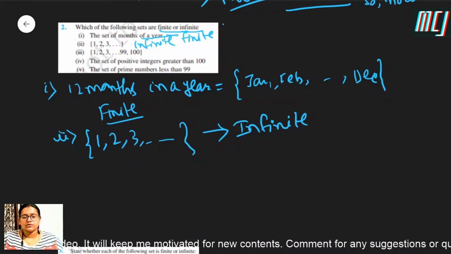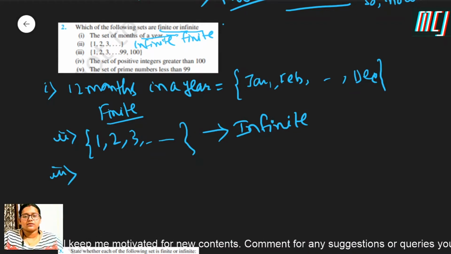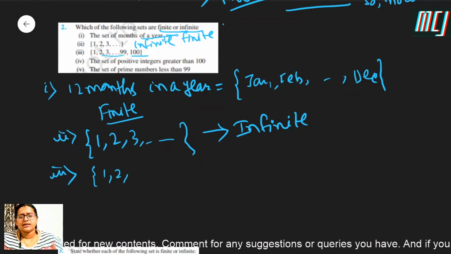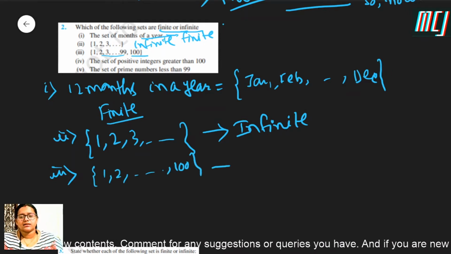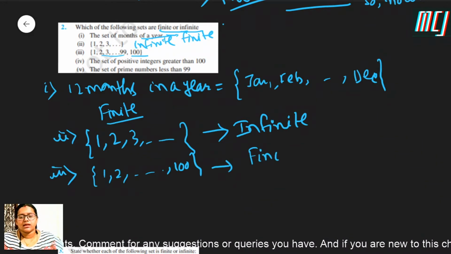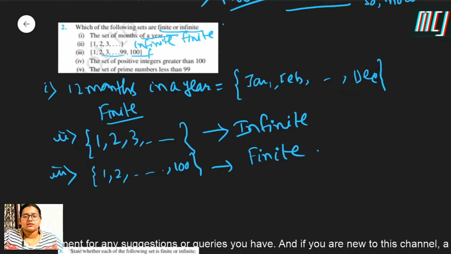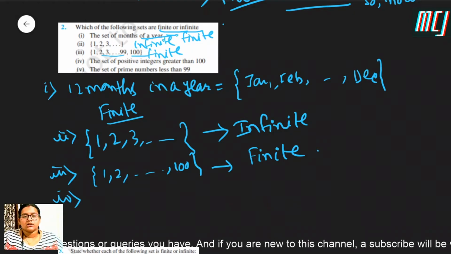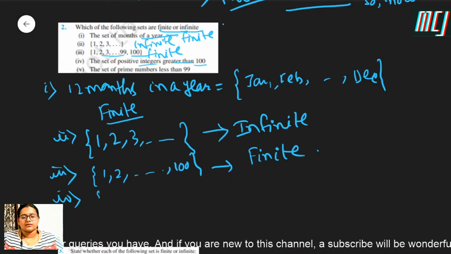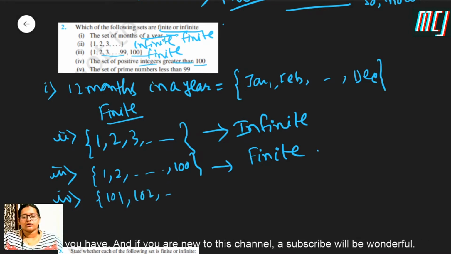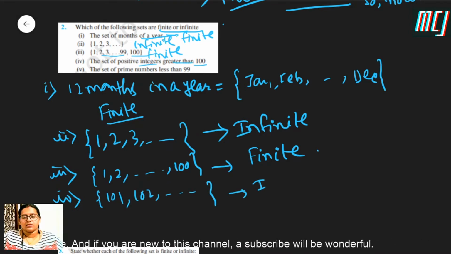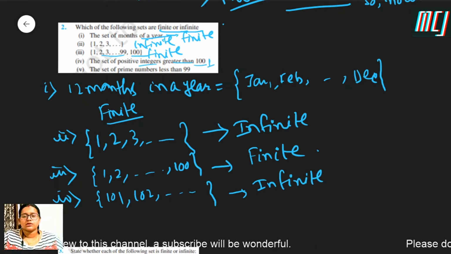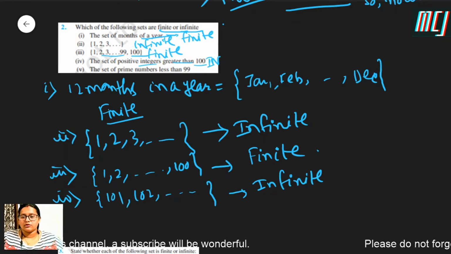Okay. Now check 3. It is telling 1, 2, 3, dot dot, till 100. So the last number is 100. So we can say there are only 100 elements. We can calculate how many elements there are. That means it's finite. Now question number 4. Set of positive integers greater than 100. That means 101, 102 and so on till infinity. Many numbers are greater than 100. We don't know what the last number will be. So this is infinite.